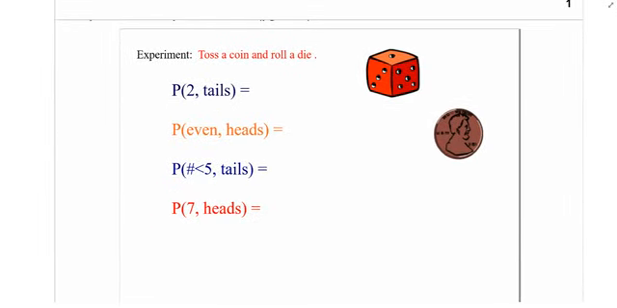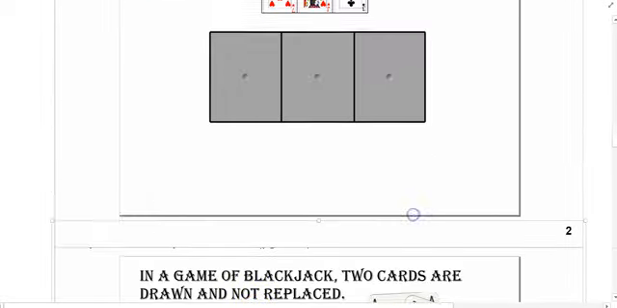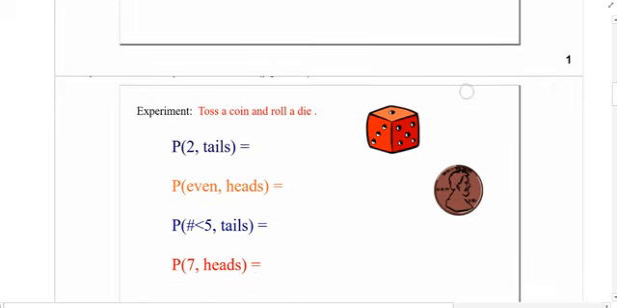So here's another example. Toss a coin and roll a die. To get a 2 would be 1/6, and to get the tails would be 1/2. So that's 1/12.